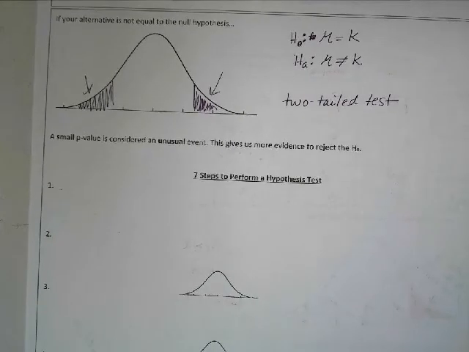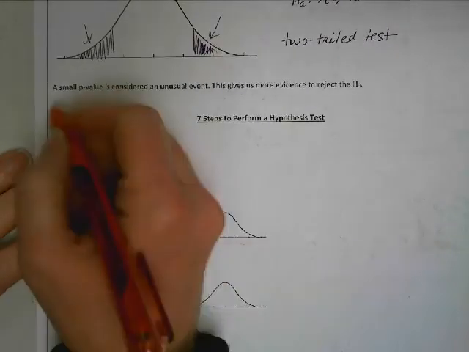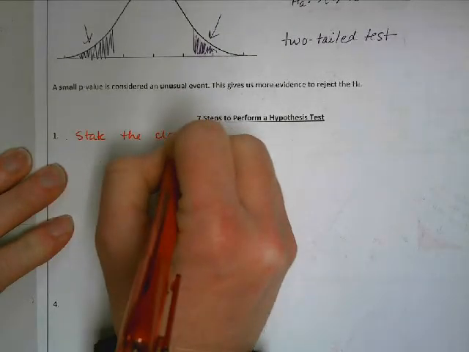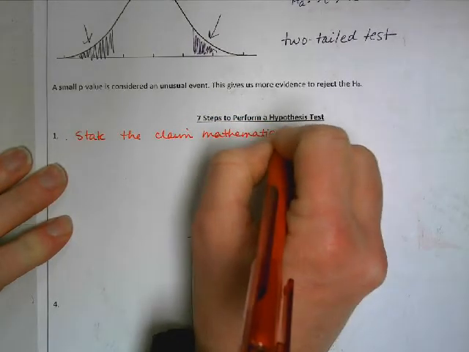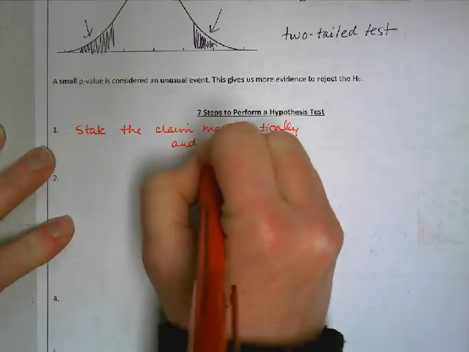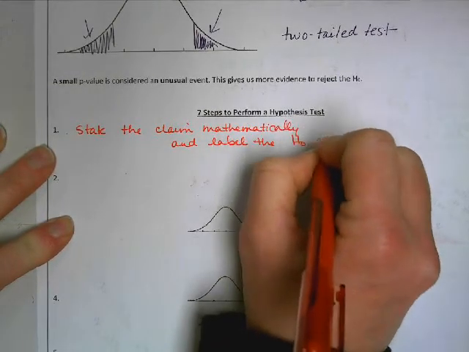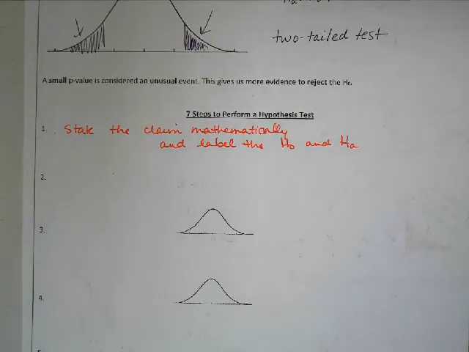All right, so let's go through the 7 steps to perform the hypothesis test. So you're going to do what we were doing yesterday. The first thing you've got to do is state the claim mathematically. After you've stated the claim, you're going to identify and label your null hypothesis and your alternative hypothesis.